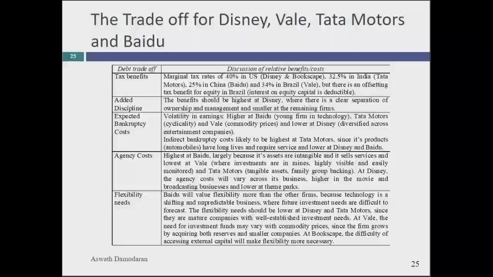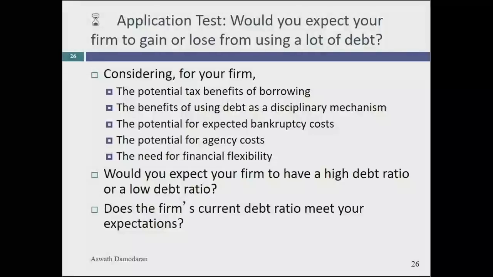When you look at agency costs, I would be terrified lending to Baidu. Not only is it a technology company, it's a Chinese technology company. It's going to be incredibly opaque. For me to even look in and figure out what it's doing is going to be difficult. So it's going to be highest at Baidu. It's going to be smallest at companies with physical assets, Vale and Tata Motors. Small consolation, but at least it's something that I can see them doing. And finally, in terms of flexibility needs, the more mature a company, Disney and Tata Motors, the less you should care about flexibility. Younger companies should care more, they should borrow less. So it's a very simple trade-off, but it's a trade-off worth having.